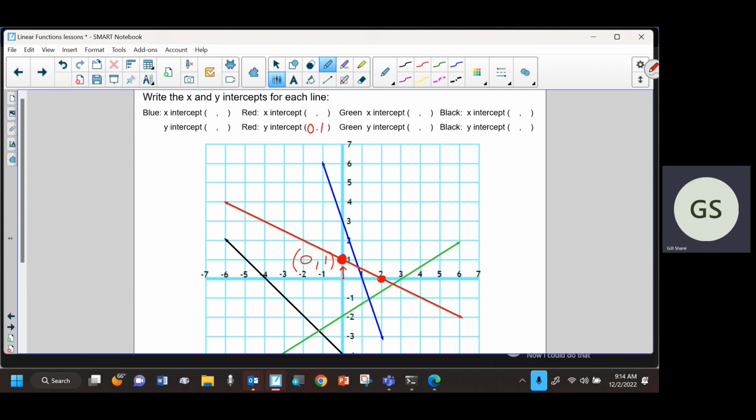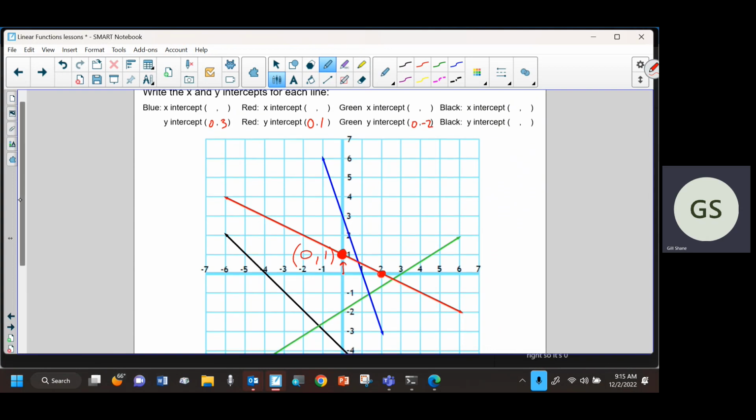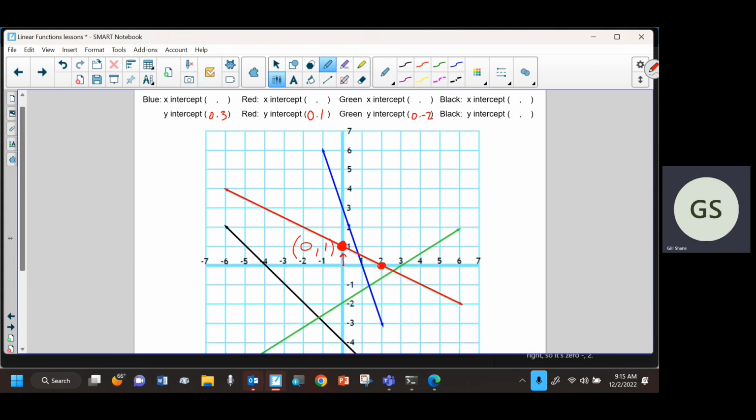So for the blue line, the Y-intercept is 0, 3. I don't go left or right, and I'm going to use red for every single one, so it's not going to be color coordinated or anything. For the green line, I don't go left or right, so it's 0, -2. And for the black line, which we actually can't see, it is 0, -4.